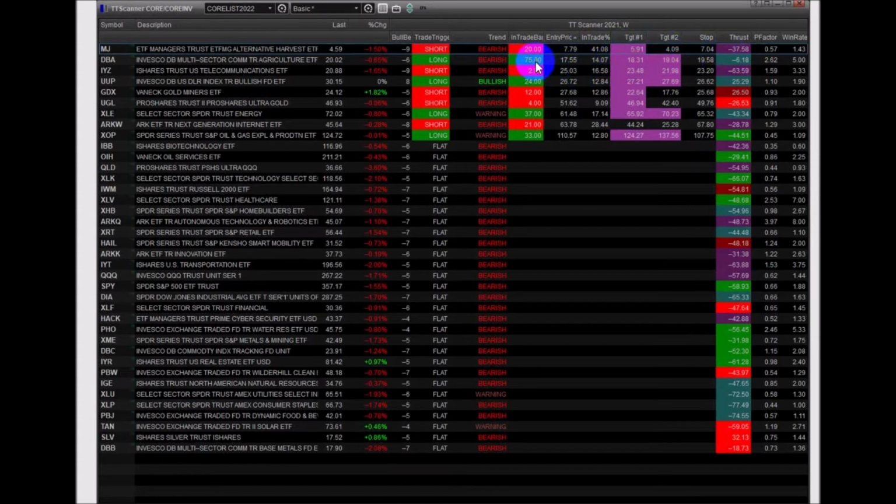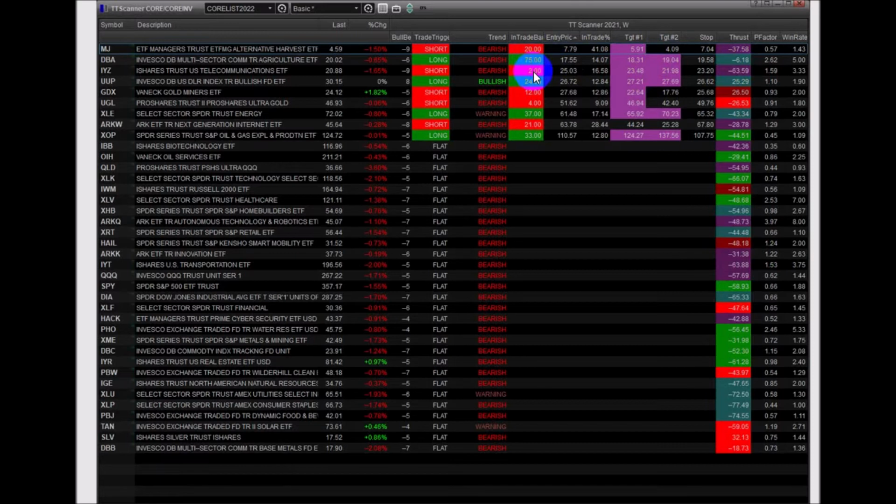DBA, 75 weeks old, already hit the targets. It's 14 weeks, 14% in the profit. We've already seen quite a bit of profit in this trade from where we got in, 1755. But this is rolling downwards, a very long trade. We've been in this for a year and a half.